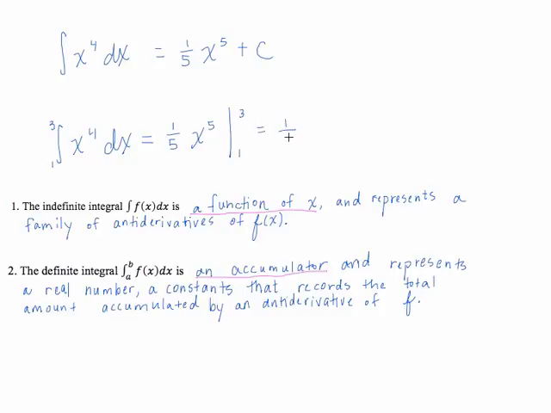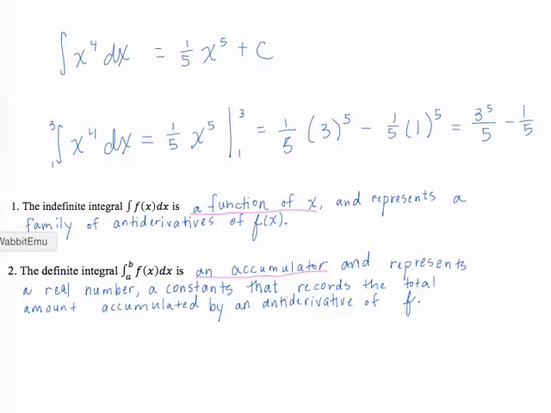So that means you plug in 3 for x to get 3 to the fifth over 5, minus a fifth times 1 to the fifth, which gives you a number, 3 to the fifth divided by 5 minus 1 over 5.